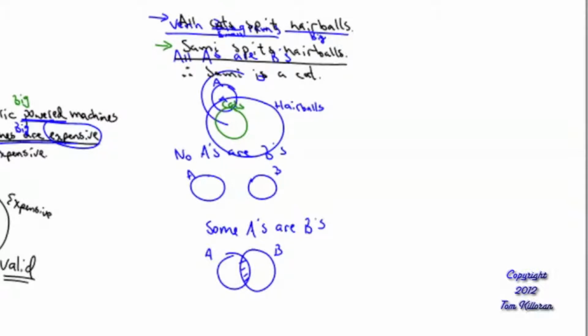So where do I put Sammy in my picture? Inside a cat. I can put her inside a cat, so here's Sammy. Let's say X equals Sammy. Is that the only place Sammy can go? No. Outside of cats, but inside of hairballs, because she could be spitting hairballs, but not necessarily being a cat. So how many pictures did I just draw for Sammy? Two. She can't be in two different places at once. So this argument is invalid.